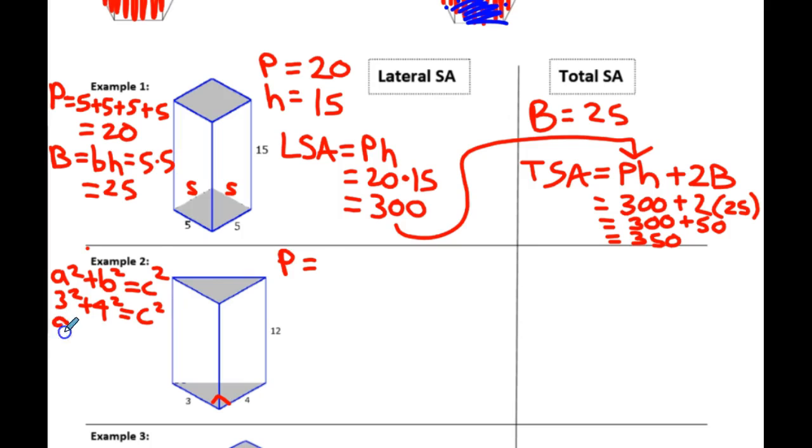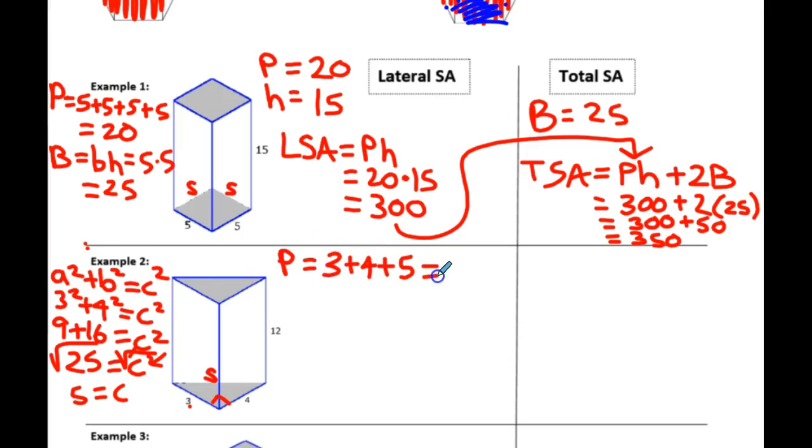So 3 squared is 9, 4 squared is 16. What's 9 plus 16? 25, and then I'm going to square root. 5 equals c. Now that's just this little length. Now we can find the perimeter. Do you agree? What do I add? Again, perimeter of the base, what am I going to add? What numbers? Okay, 3 plus 4 plus 5 gives me what? 12.